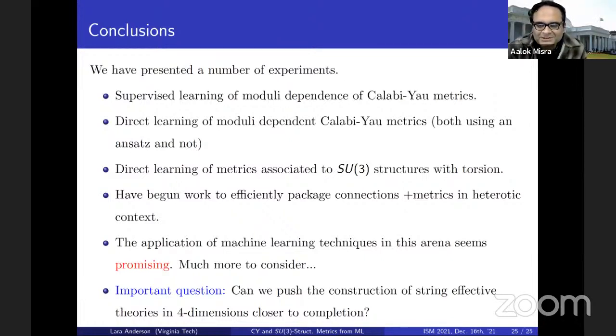So since I have two questions to ask, I just want to ask the following. Do you have a program of working out exceptional G structure, odd dimensional manifold metrics, in particular G2 sevenfolds? It's a great question. That is a really logical question. And in principle, the direct learning techniques that we used in the SU3 structure case are not tied to complex manifolds at all. So yes, this is very generalizable in principle to spin 7, to G2.